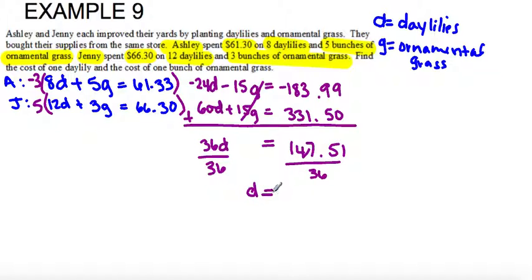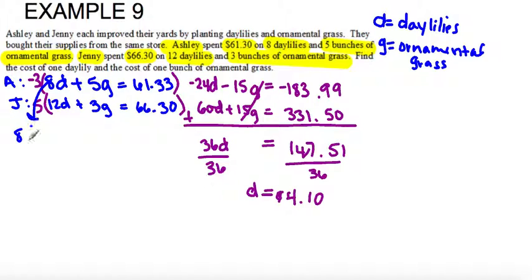So D equals 4.0975. We'll round to the nearest hundredths place, so 4.10, $4.10 for the daylilies. And then we have to figure out the cost for ornamental grass, and we will plug the 4.10 in for D in one of the two equations. So I'll do that to the top equation.